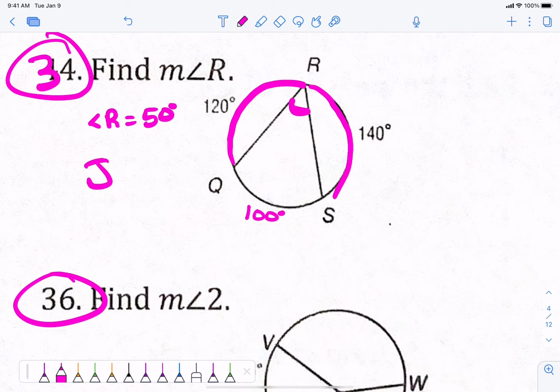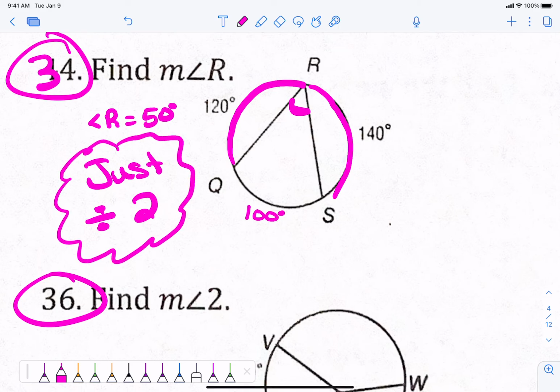This one is just divide by 2, because there's no two arcs. You use the 2 arcs to find the missing arc. So it's just the 100 divided by 2. I mean, you still add those two. But you're not adding 2 of them together to divide by 2. Okay, that one's just a divide by 2.